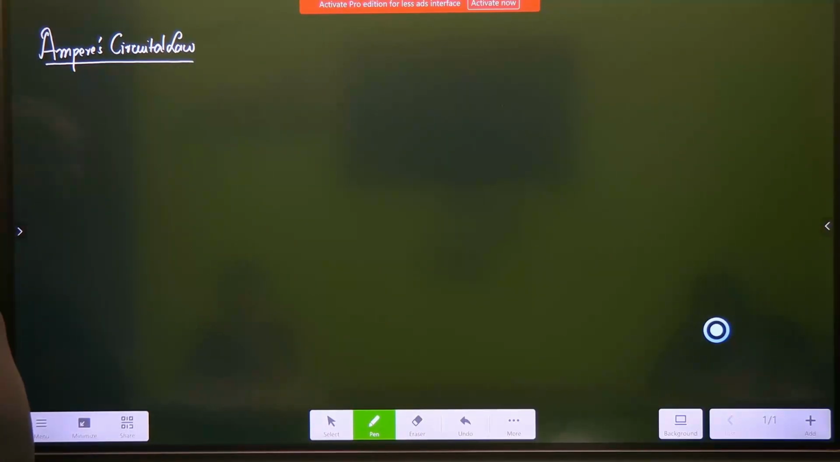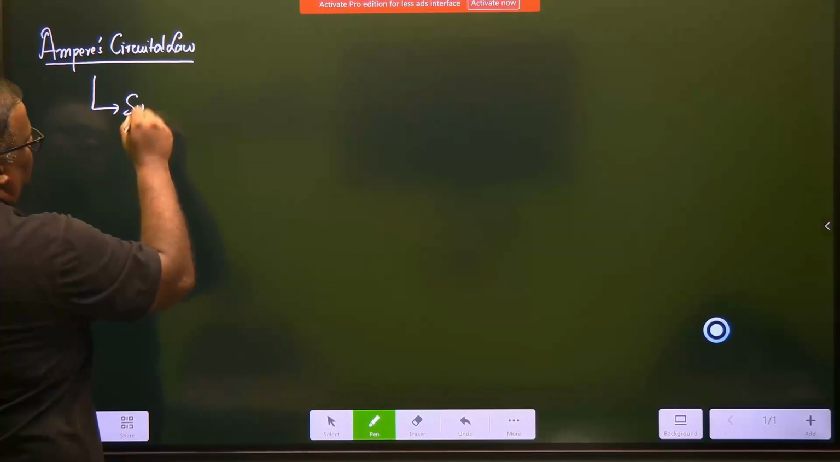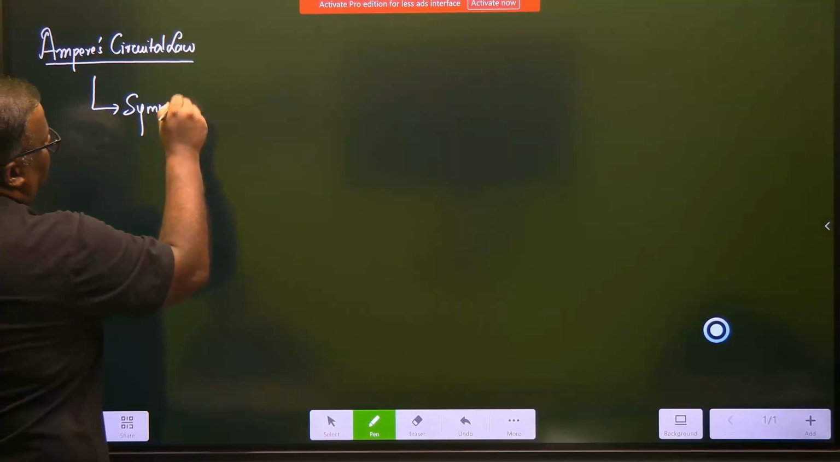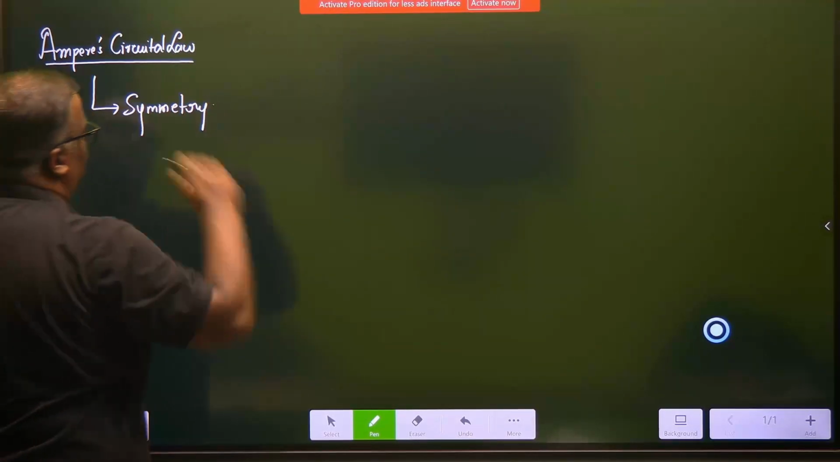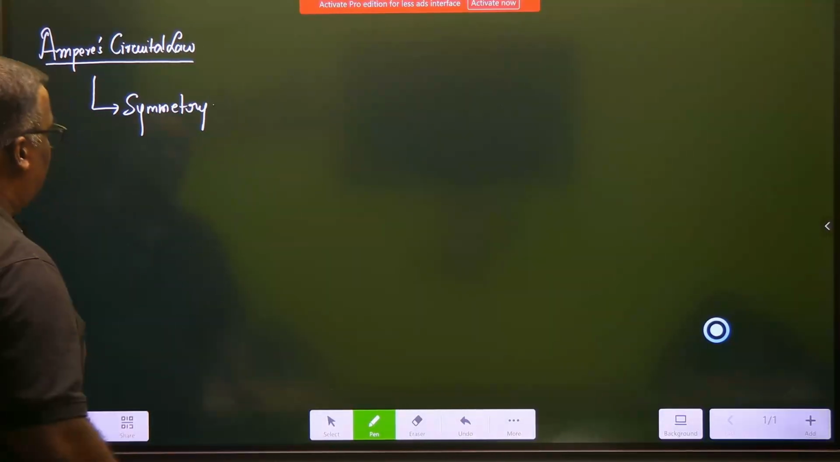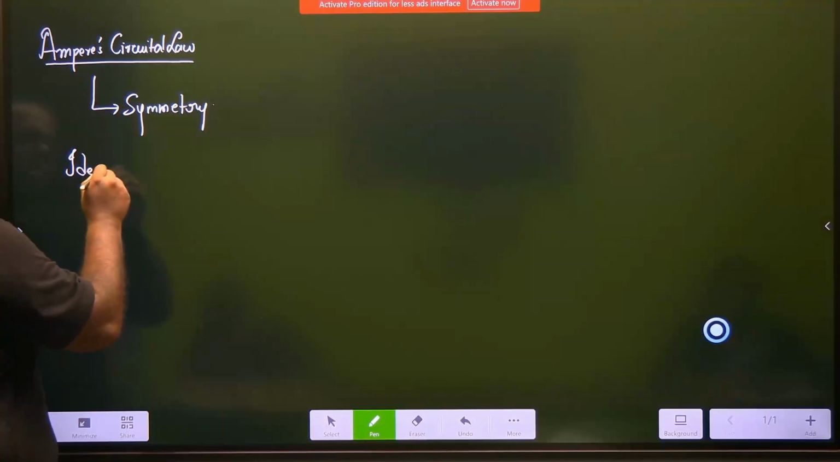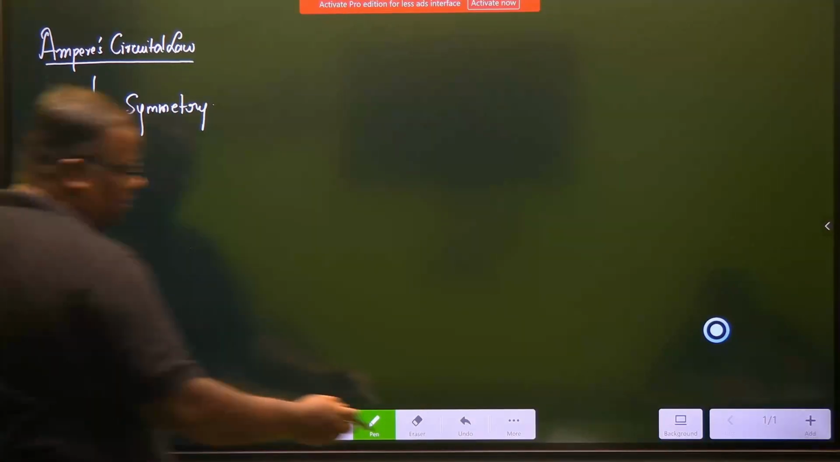So then comes Ampere's circuital law. Now Ampere's circuital law is actually based on symmetry. This will be much like Gauss law and very, very easy. It will be based on symmetry, and it's a much simpler thing. And the idea for Ampere's circuital law is very simple.